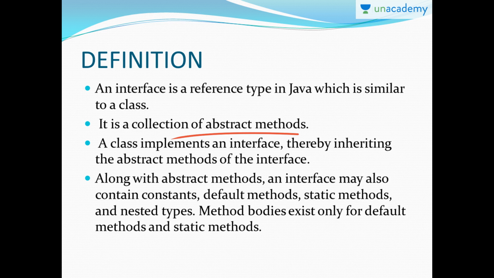Basically, we first create an interface with some abstract methods or any variables in it. Then a class implements that interface and inherits all the abstract methods of that interface, by using the implements keyword. Along with abstract methods, an interface can also contain, as I've told you all, everything similar to a class. That is, it can have constants, default methods, static methods and nested types.